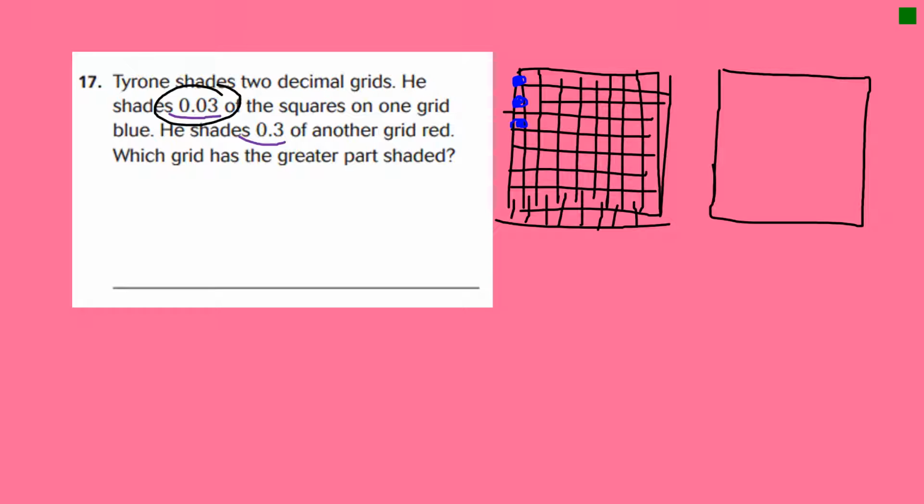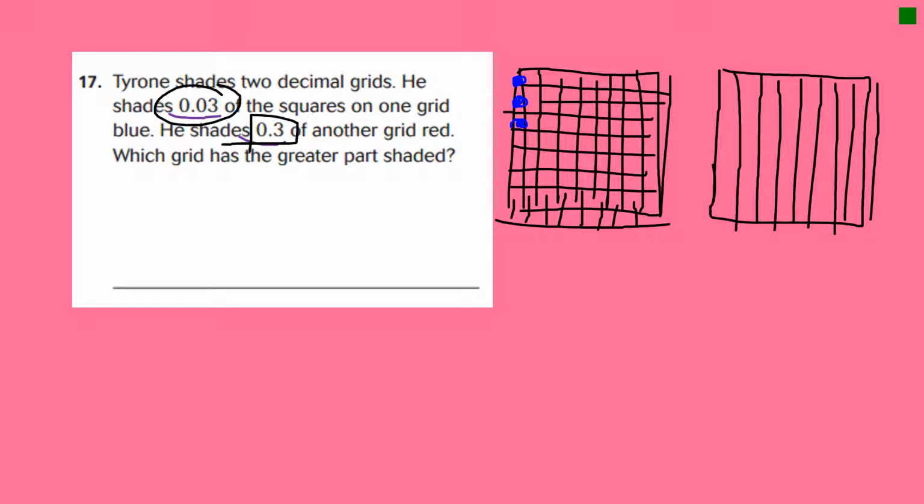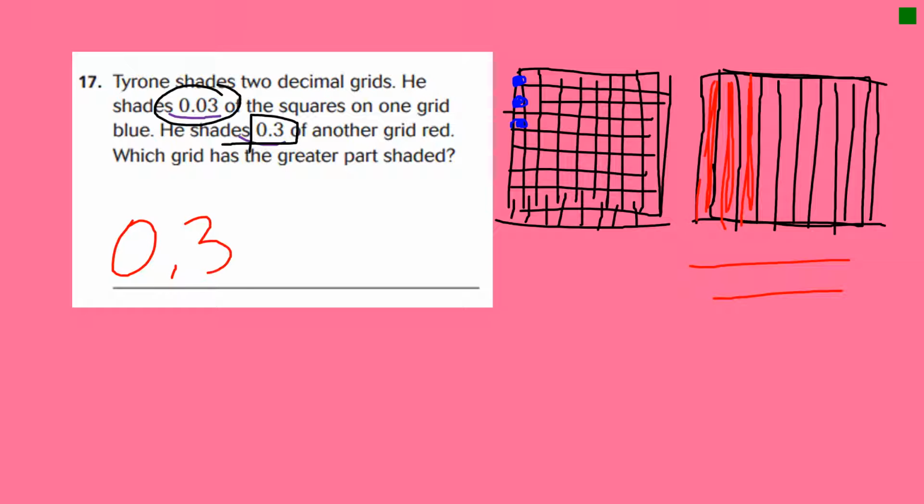And on the other grid, that other grid is separated into tenths. Here, that's not bad. Okay, so he shades 3 of those 10 equal parts red. 1, 2, 3. Which grid has the greater part shaded? Well, this one, without a doubt. The 3/10 grid. Or maybe they're asking for the red. I don't know. But we know the answer, right? Beautiful.